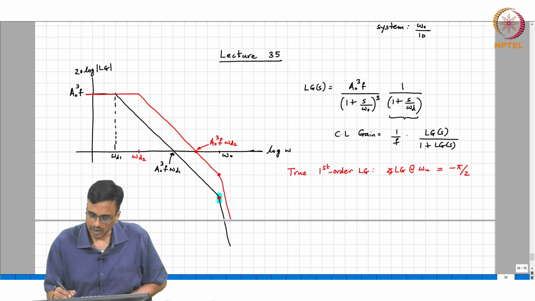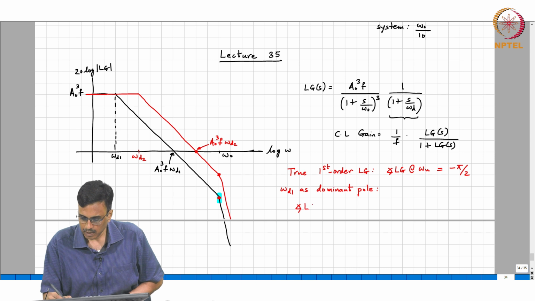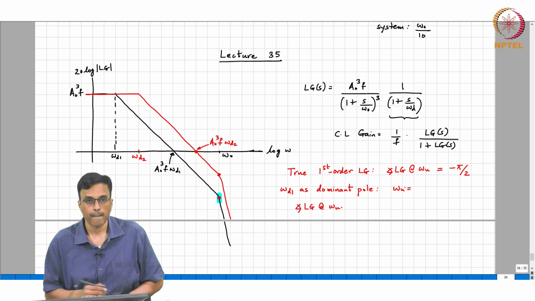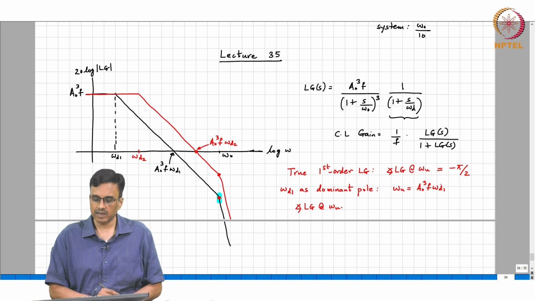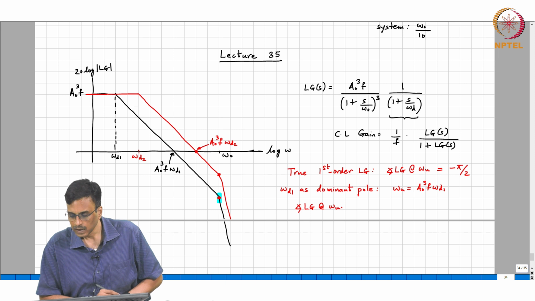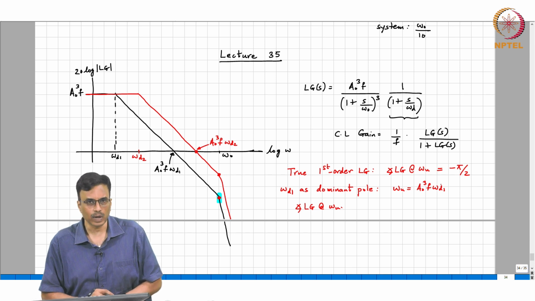All right. Now with our omega d1 as dominant pole. When I say dominant pole, it obviously means that there are other poles, right? What is the angle of the loop gain at omega u? First of all, what is omega u? A naught cube f omega d1. Now I'd like to add a small warning here. This omega u being A naught cube f omega d1 is only true if, under what circumstance? Is it exactly equal to A naught cube f omega d1?